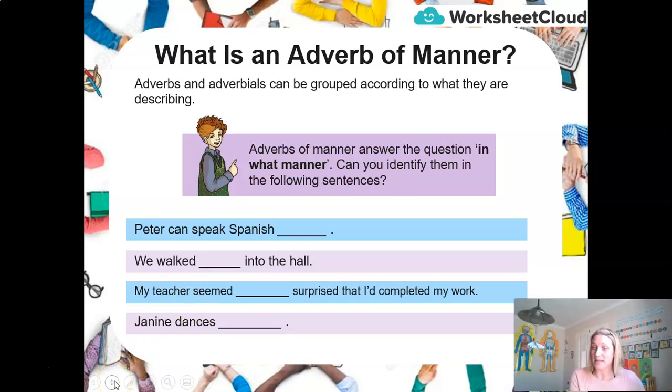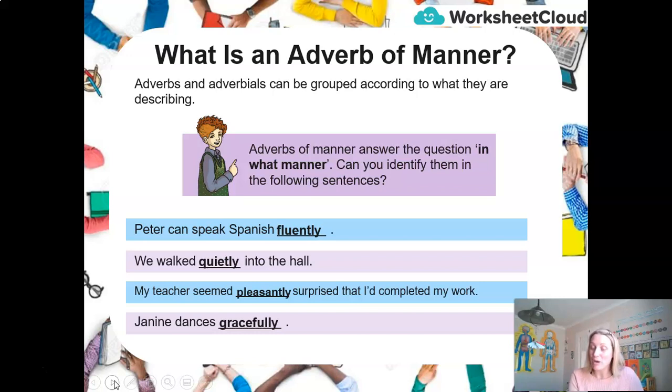Peter can speak Spanish fluently. We walked quietly into the hall. Now you could have had loudly or silently. Any of them would work. I've just chosen quietly. My teacher seemed pleasantly surprised that I had completed my work. I hope that's not true of you. Janine dances gracefully. You could have had beautifully. Another adverb that would have also told me in what manner Janine dances.